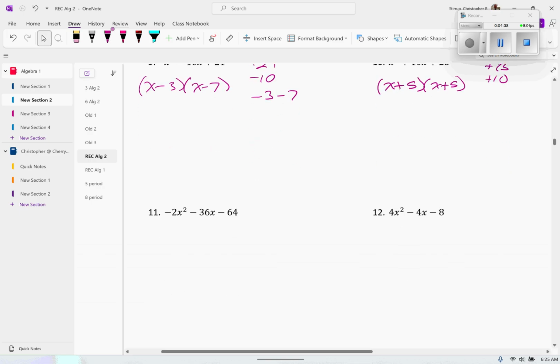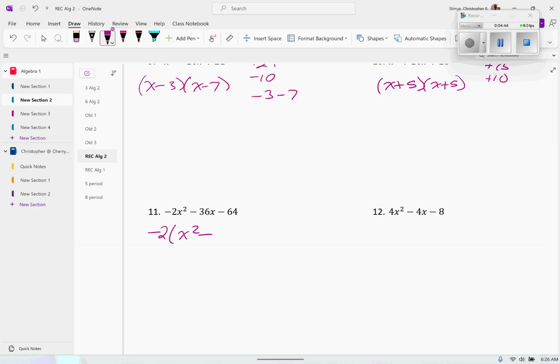And then it starts getting strange. So we have a negative 2 that I can factor out of everything. Notice it's changing the signs. And then we see if we can factor this a little bit further. So we're just going to look at this portion. What two numbers multiply to give me positive 32, add to give me positive 18?